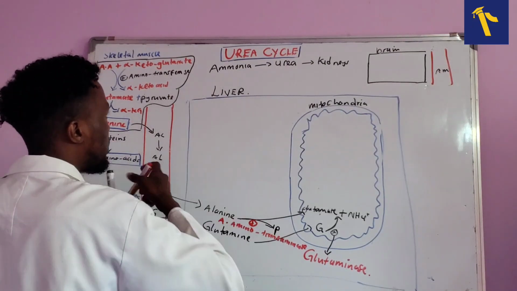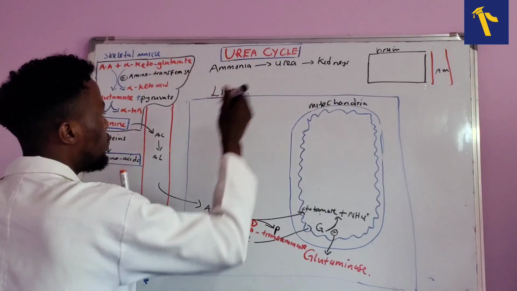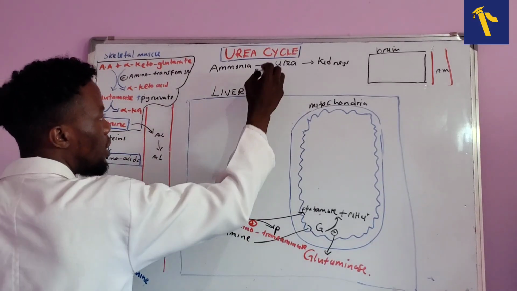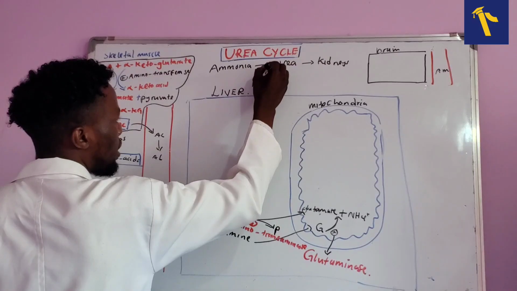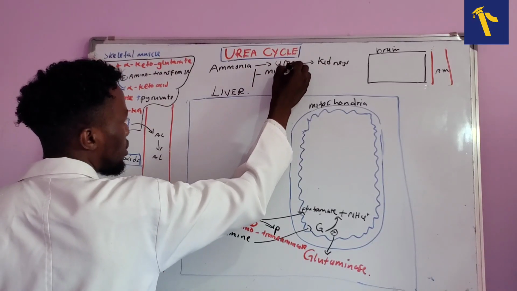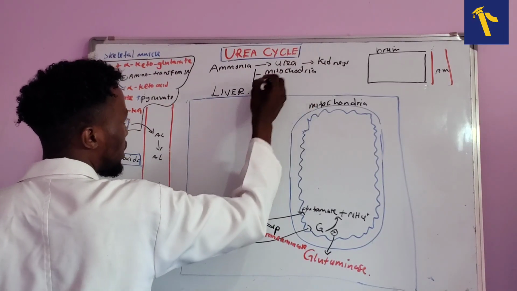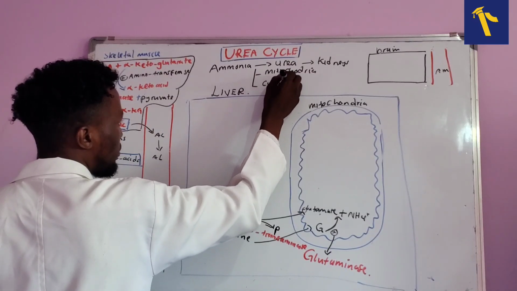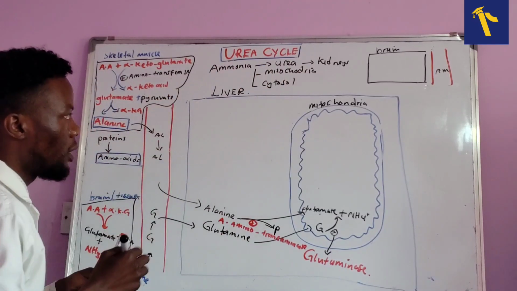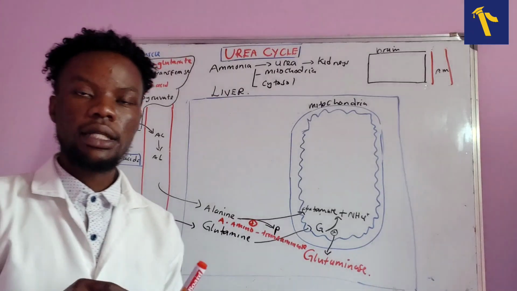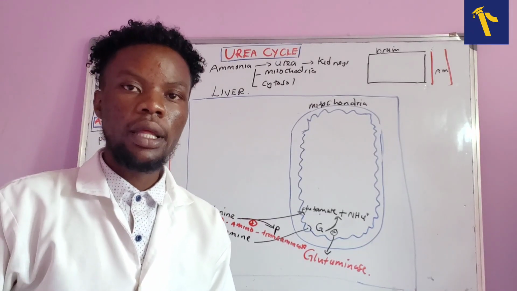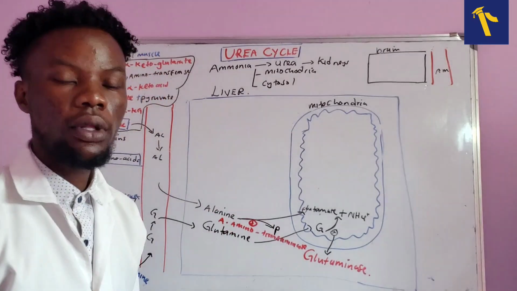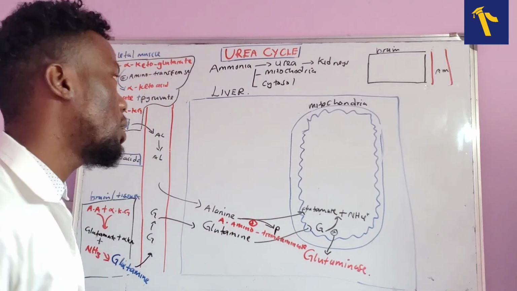So we are saying this urea cycle is going to have two important processes: processes that will happen in the mitochondria, and processes that will happen in the cytosol, or cytoplasm. So let's just say cytosol. Now, how many processes are going to happen in the mitochondria? There are about two. How many processes are going to happen in the cytosol? They are going to be about three.